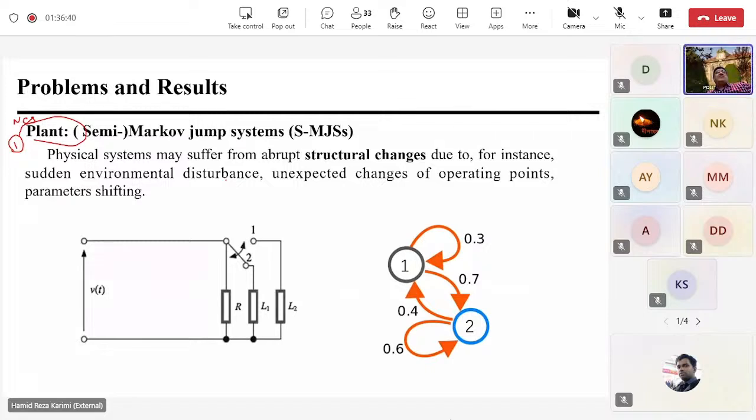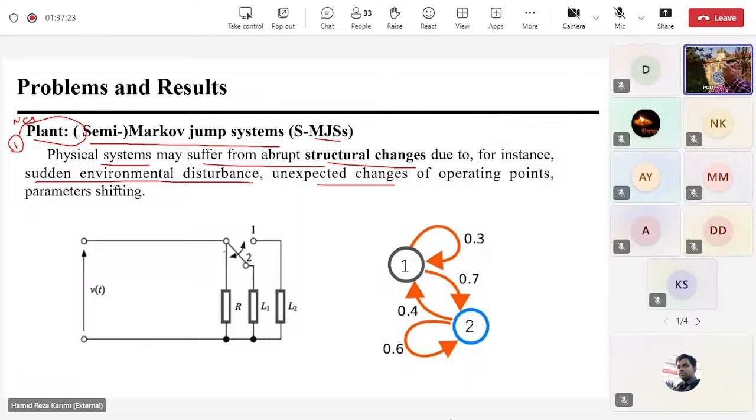And that's it in my research, because I did a lot of research on this kind of system as a Markov jump system, or the MJS, or the semi-Markov jump system, SMJS. Usually there are many CPS that can basically be modeled as a Markov jump or the Markov chain. The status of the system is changing, so the physical system may suffer from abrupt structural change, for instance a sudden environment disturbance, an unexpected change of the operating point, or parameter shifting.